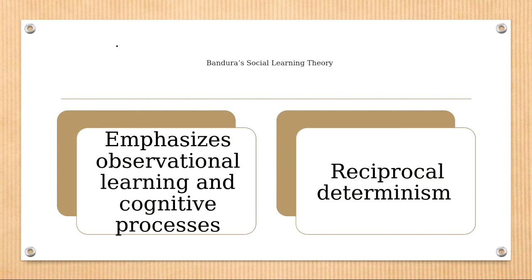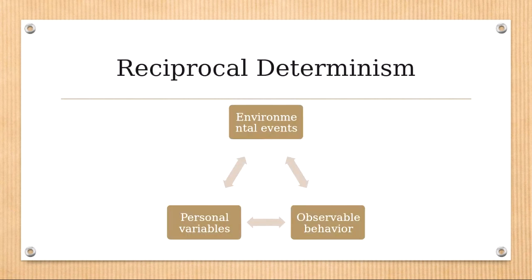Next, Bandura's social learning theory. This theory emphasizes observational learning and cognitive processes. So the idea is that we imitate behavior, and a lot of our behavior is governed by internal cognitive processes, much like Tolman discussed also. One of the key features of Bandura's theory is reciprocal determinism. And reciprocal determinism is the idea that environmental events, personal variables, and observable behavior all influence one another.